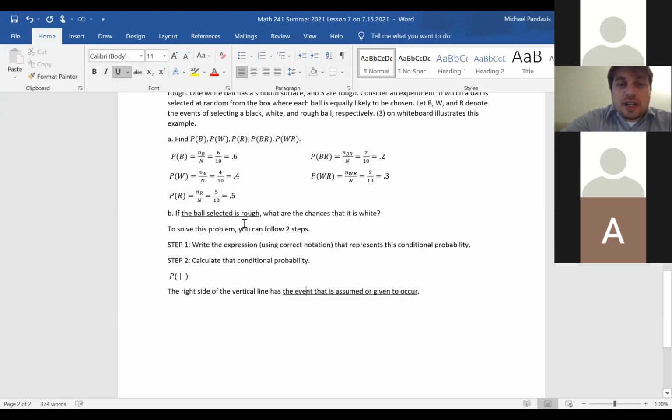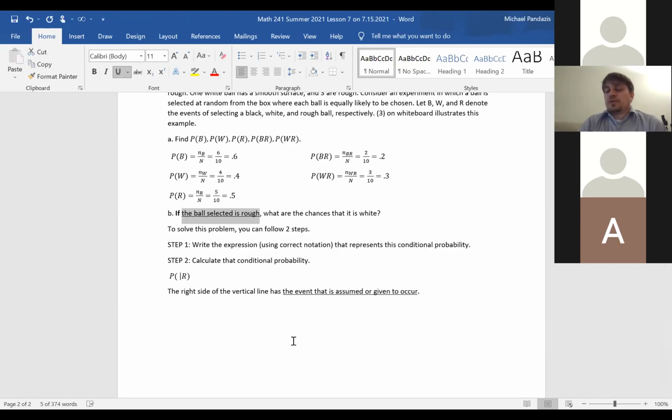So what I'm doing is I'm underlining the 2 ideas that match, right? The right side of the vertical line, using this notation, is the event that is assumed or given to occur. The event that is assumed or given to occur is that the ball selected is rough. And that's because of this very important and powerful word. And that word is if. The word if is telling you that this is assumed to happen, right?